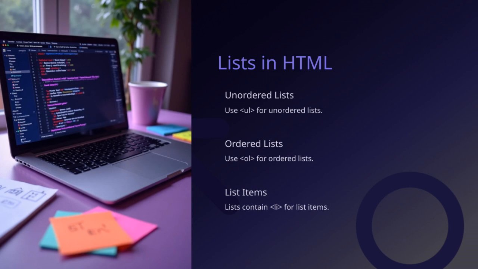Next, there are ordered lists, which use the ol tag. These are perfect when the sequence of items is important, such as steps in a process or instructions. The list items again are marked with li. It's also useful to know that you can nest lists within lists. For example, an unordered list can contain an ordered list, which adds flexibility for complex information.